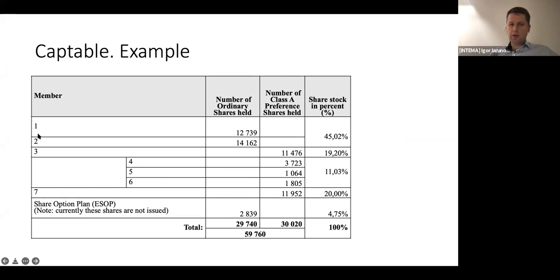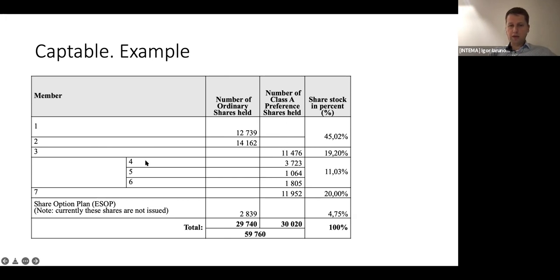Here we have some members, 1, 2, 3, 4, 5, 6, 7 shareholders, even a share option plan. We'll say a few words about it. You see, these guys 1 and 2 have ordinary shares held. So I think they are founders. They started from the beginning. Totally, they have 45%. Now we also have a shareholder. I think it's an early stage investor because he has a preference class of the shares.